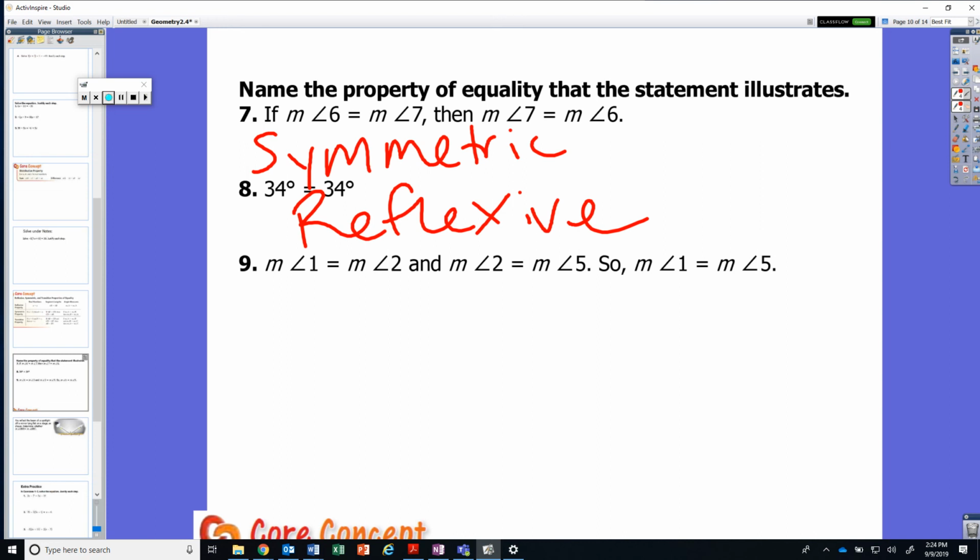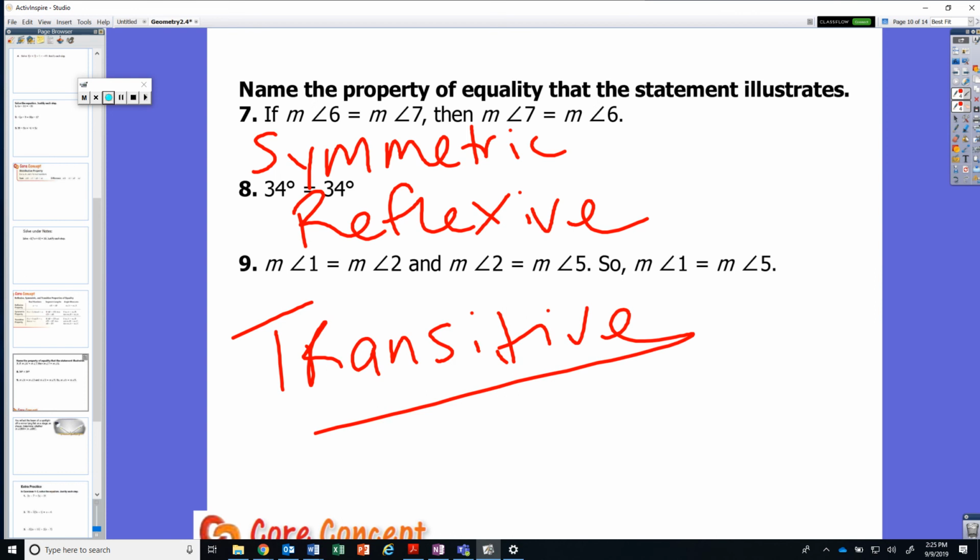And last but not least, we see the measure of angle 1 equals the measure of angle 2, but also the measure of angle 2 equals the measure of angle 5, so 1 also equals 5. If A equals B and B equals C, then A equals C as well. That is how we utilize our transitive property. All right, so that's kind of the basics behind it.